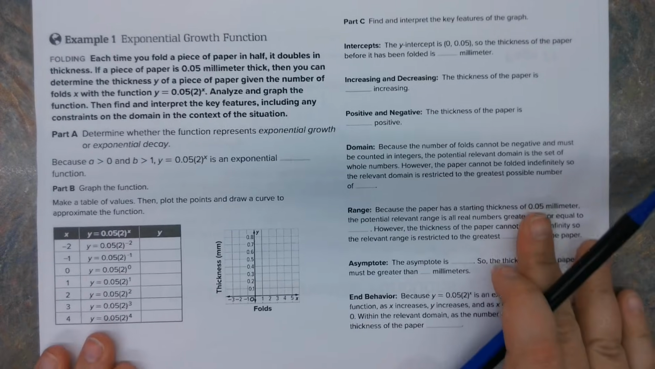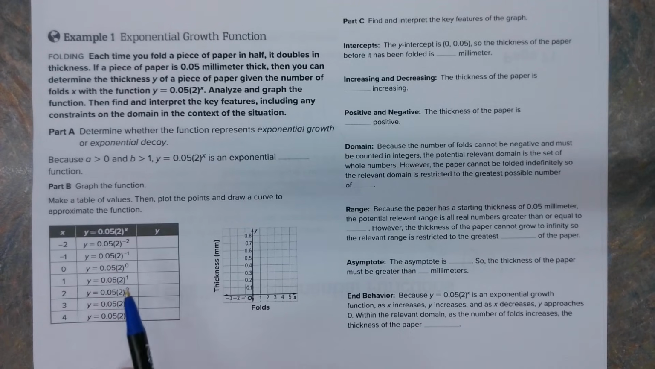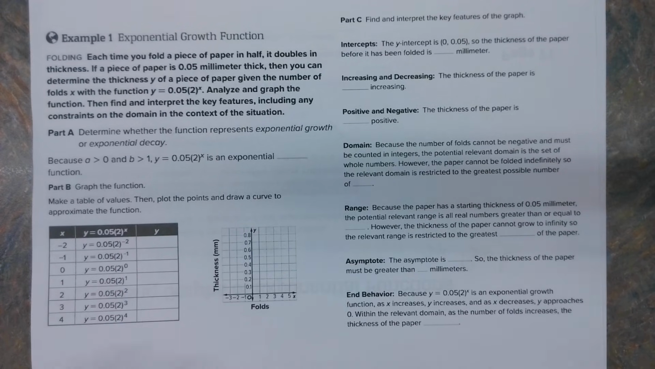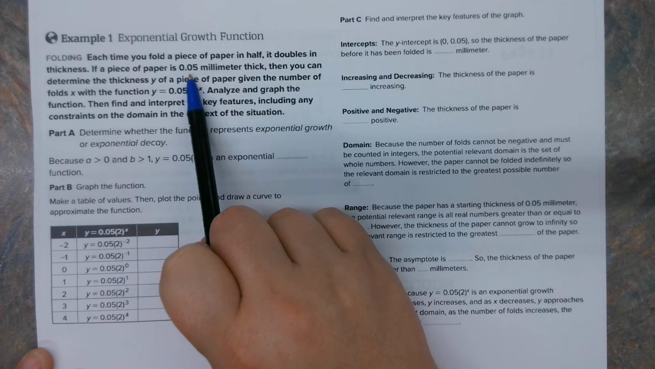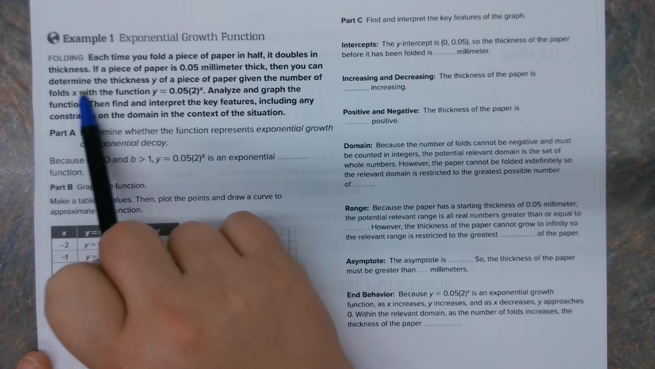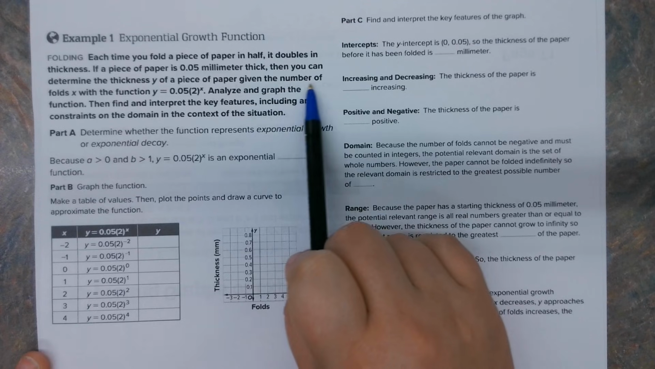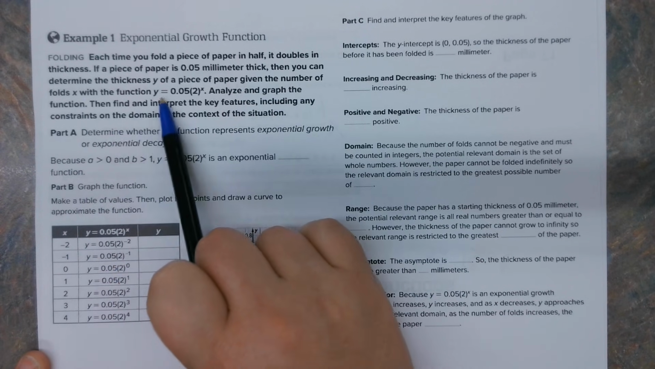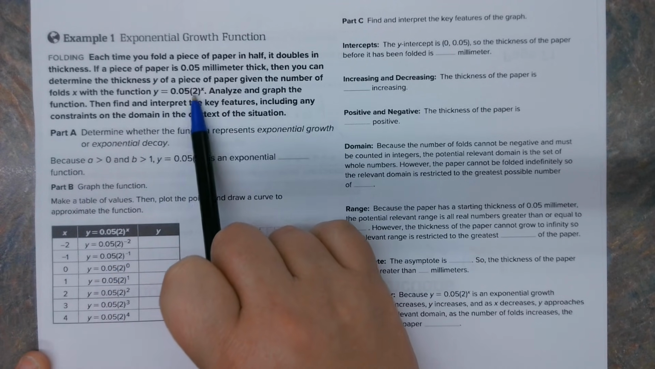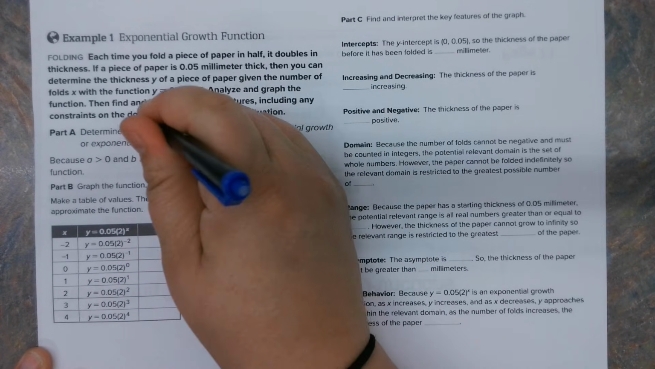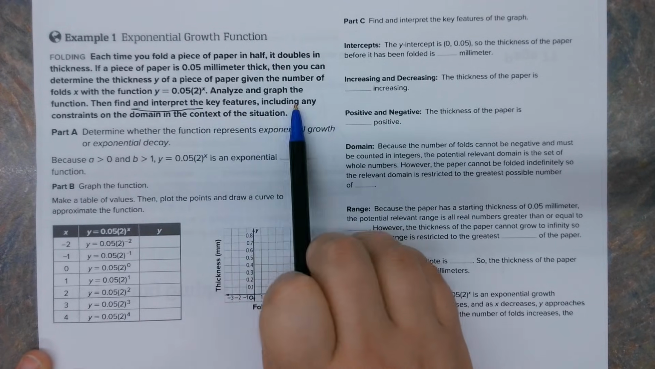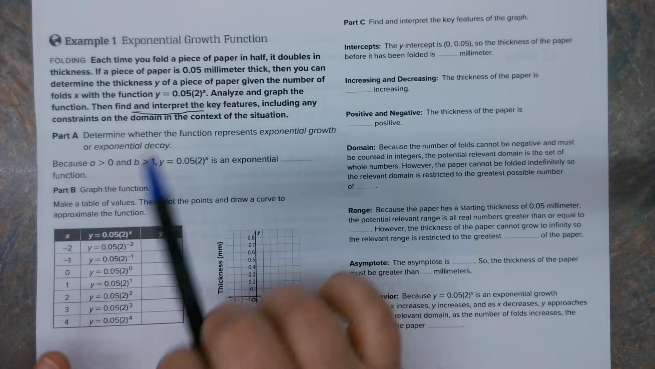So let's do an example. Example 1. This is the first page that yours is on. This is on page 71, and this is page 72. Okay? So each time you fold a piece of paper in half, it doubles in thickness. If a piece of paper is 0.05 millimeters thick, then you can determine the thickness y of a piece of paper given the number of folds x with this function, y equals 0.05 times 2 to the x power. Analyze and graph the function, then find and interpret, that's what we're doing right now, we're interpreting the key features, including any constraints on the domain and the context of the situation.